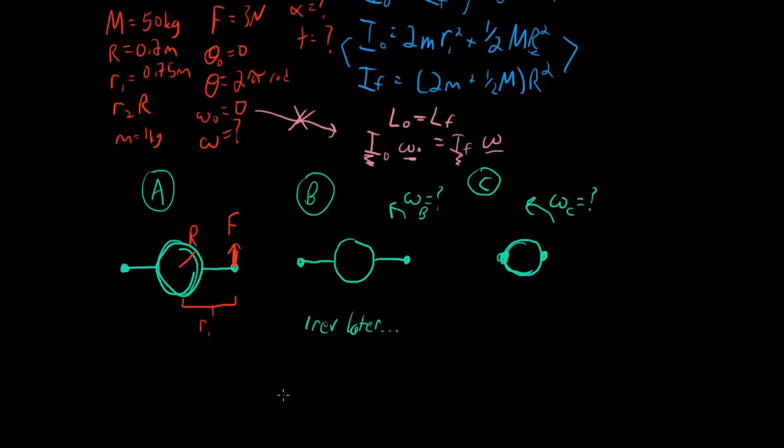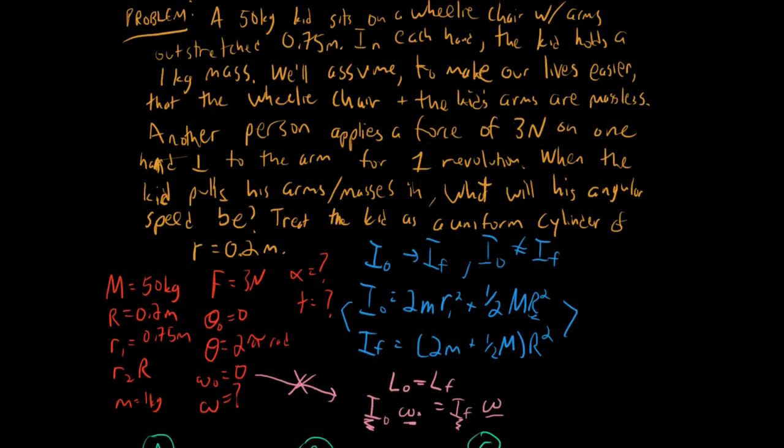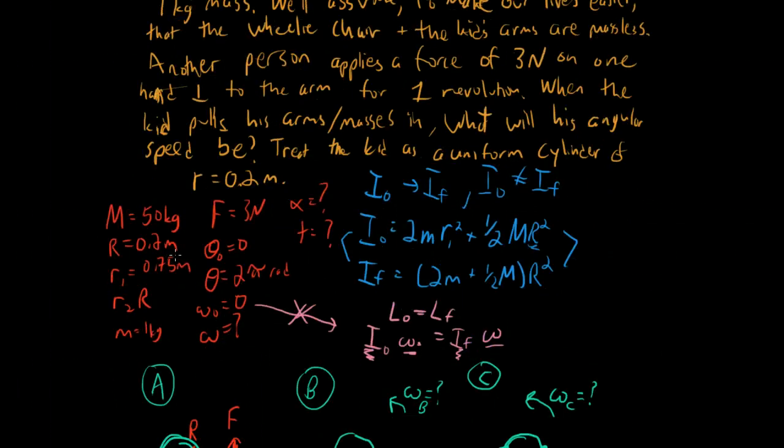Okay, so this is a continuation of the problem that we had started in the previous video, and that problem included a 50 kilogram kid sitting on a wheelie chair, and a person applies a force to the kid through one revolution. After that one revolution the kid pulls his arms in, and in each hand really, not in the arms, that would be terribly unpleasant, he pulls the masses in each hand in close to his body, so that they go from a distance of 0.75 meters away to 0.2 meters away.